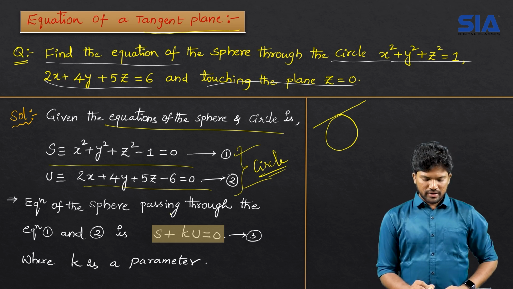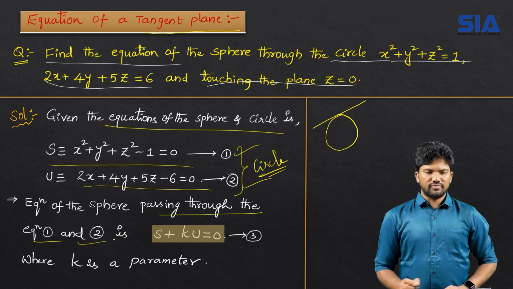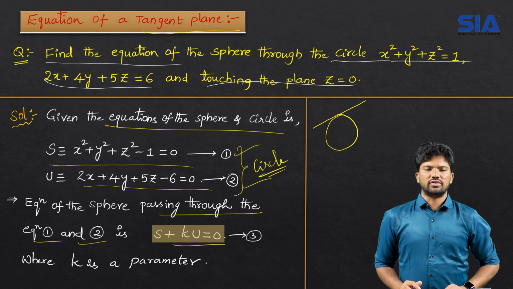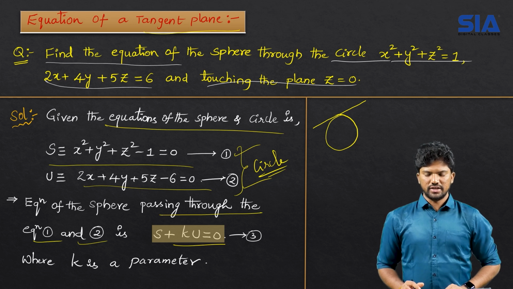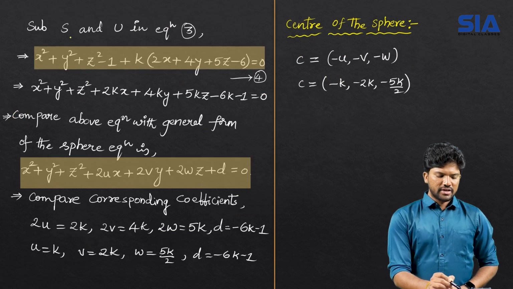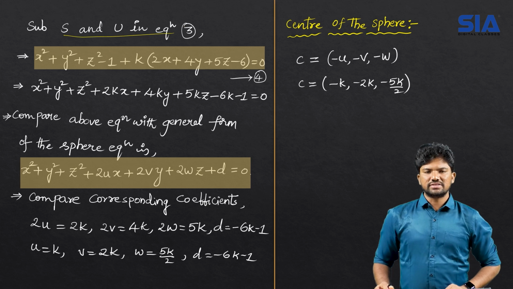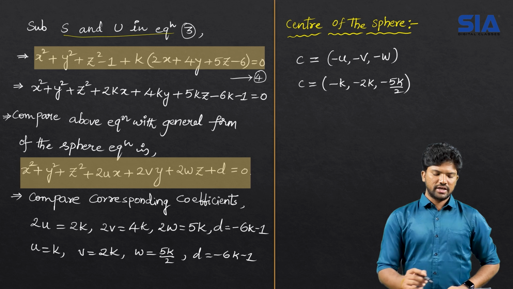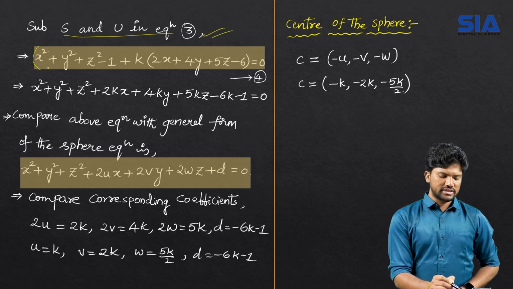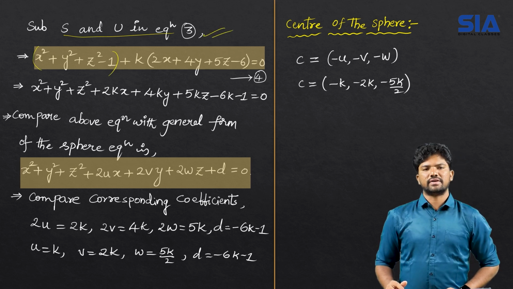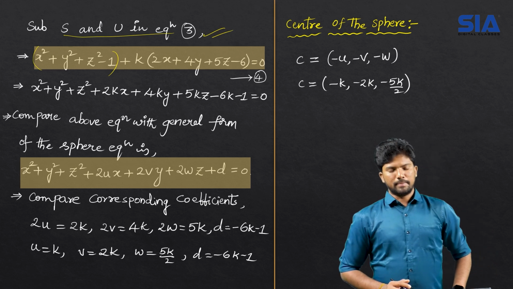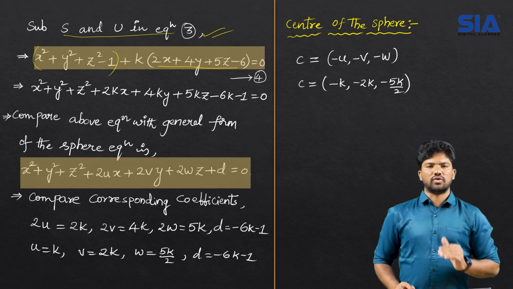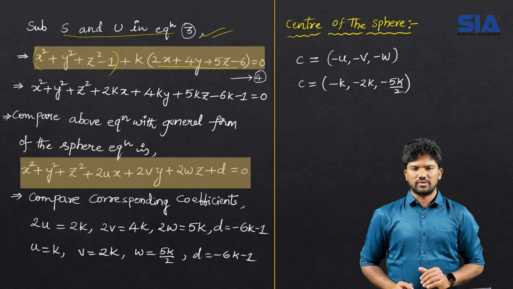The equation of the sphere passing through equation 1 and equation 2 is S plus k into U is equal to 0, where k is a parameter. This is equation number 3. After that, substitute the S and U values in equation number 3. That means substitute equation number 1 and equation number 2: x square plus y square plus z square minus 1 plus k into 2x plus 4y plus 5z minus 6 is equal to 0.